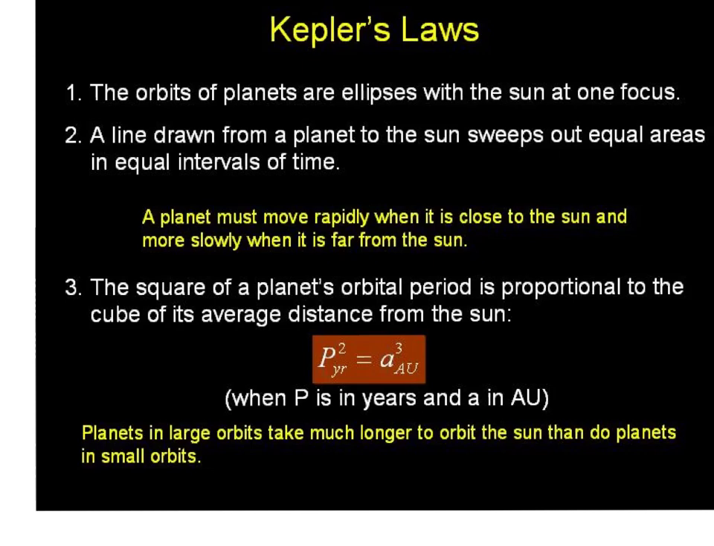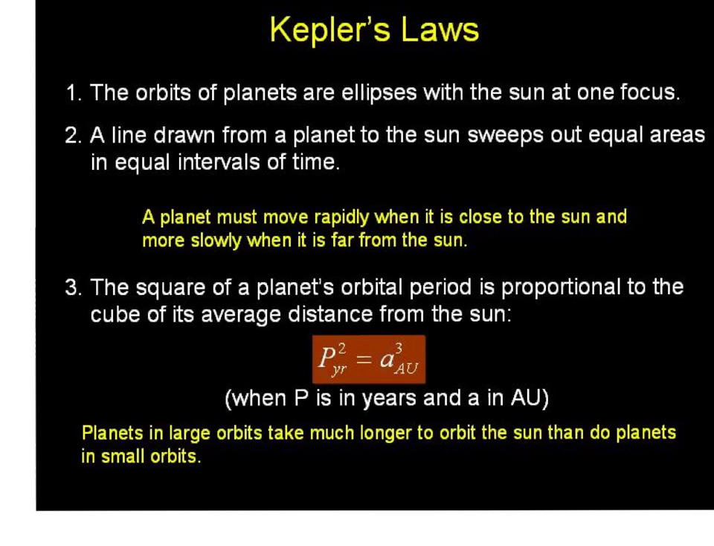His first law says that the orbits of the planets are ellipses with the sun at one focus. So I want to talk about this word ellipses, and we're going to do a lab to hopefully get you to understand how ellipses work. You might have heard this in math class, but an ellipse is a type of geometric figure, and it's got some properties. It's related to a circle. It's probably also related to a straight line.